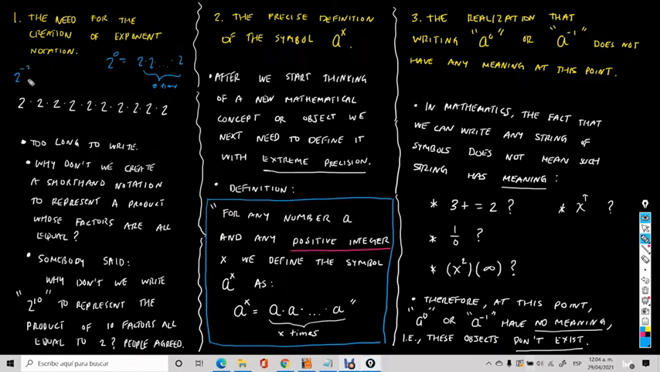And if this doesn't make sense, this is even worse. Something like 2 to the minus 2 or 2 to the minus 1, any negative integer. Why? Because what does it mean to multiply 2 by itself minus 1 times? What in the world could that mean? That's why we need to restrict x to be a positive integer to make sense of this concept that we have in mind. So this is a precise definition, and we need to respect that definition in the future.